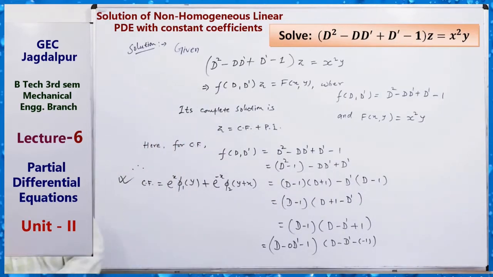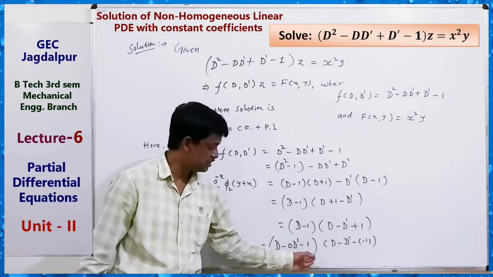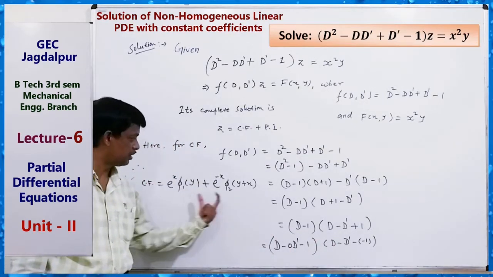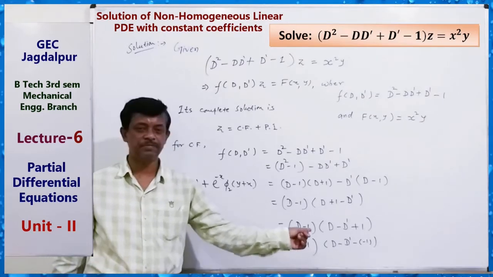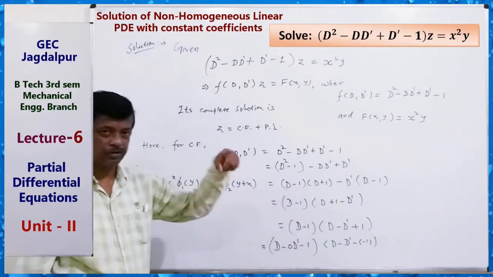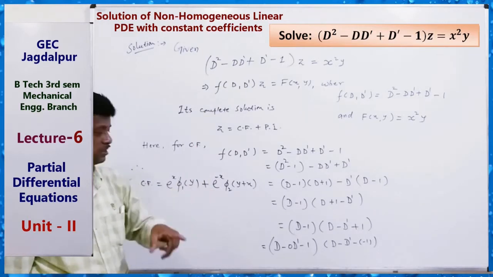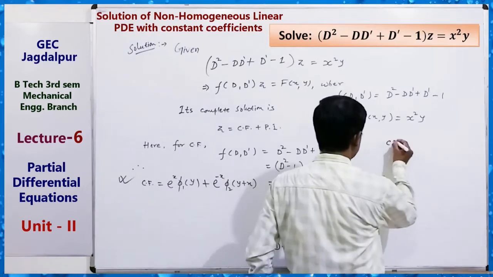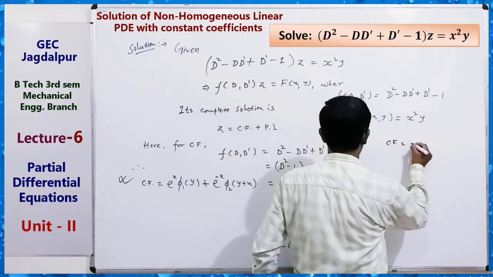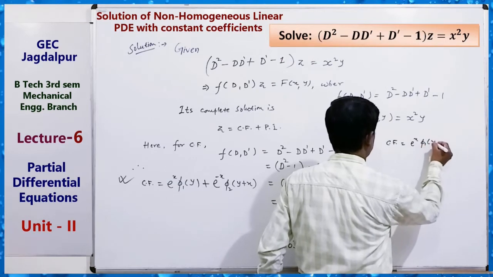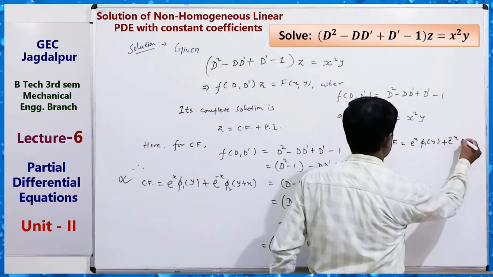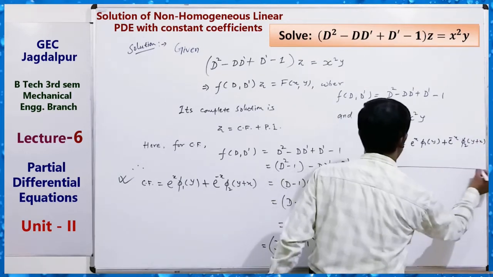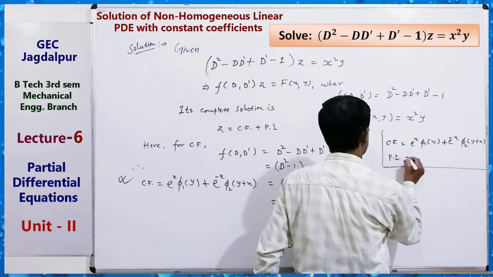Clear? This is CF. We can factorize, and then corresponding to the factor, the part of CF can be written by d minus m d dash minus alpha, that is e to the power alpha x phi of y plus mx. So this is CF. Okay, so CF is e to the power x phi 1 y plus e to the power minus x phi 2 y plus x. This is CF.